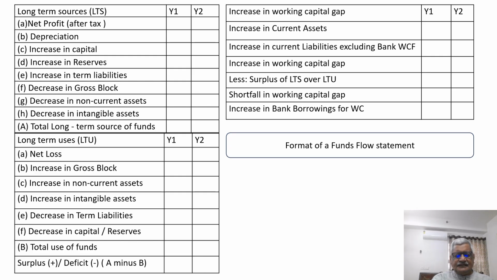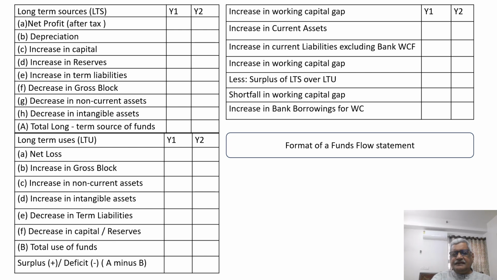These are uses. Then decrease in term liabilities, decrease in capital or reserve, they are uses. So we find out the total uses of funds. Having obtained the total sources and total uses, we have to find out whether there was a surplus or deficit.